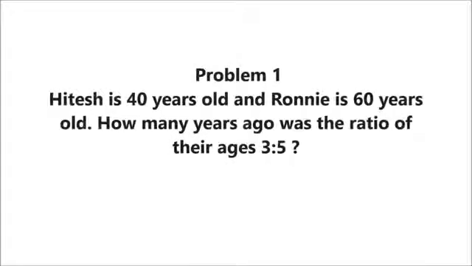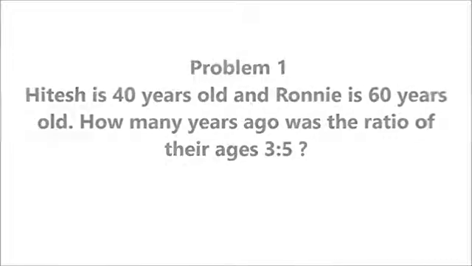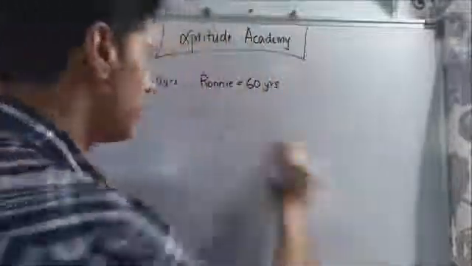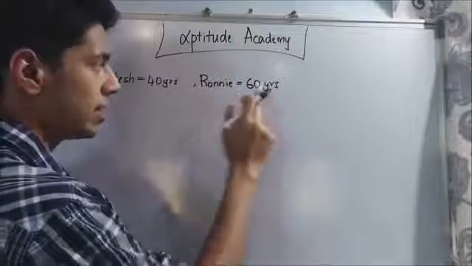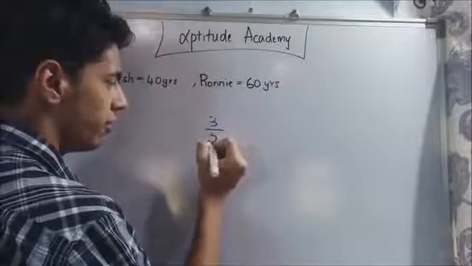Problem 1. Hitesh is 40 years old and Ronnie is 60 years old. How many years ago was the ratio of the ages 3:5? Now the first sum is very easy. They've told you that Hitesh is 40 years old and Ronnie is 60 years old. Now they've asked you how many years ago was their age ratio 3:5, right?